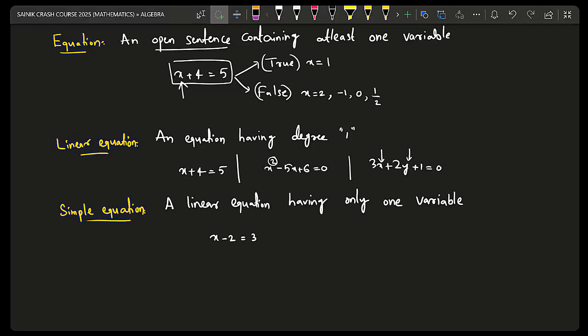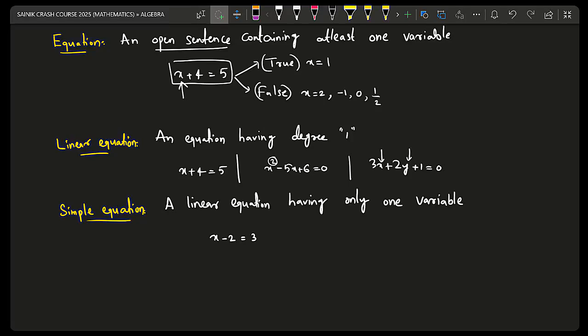Sanvi, any doubts? Sir, once again explain simple equation. Simple equation means there are two conditions. First one is it should be linear equation and it should have only one variable. So you take this example, x minus 2 is equal to 3. What is the degree of this equation, Sanvi? What is the degree of this equation? X minus 2 is equal to 3.